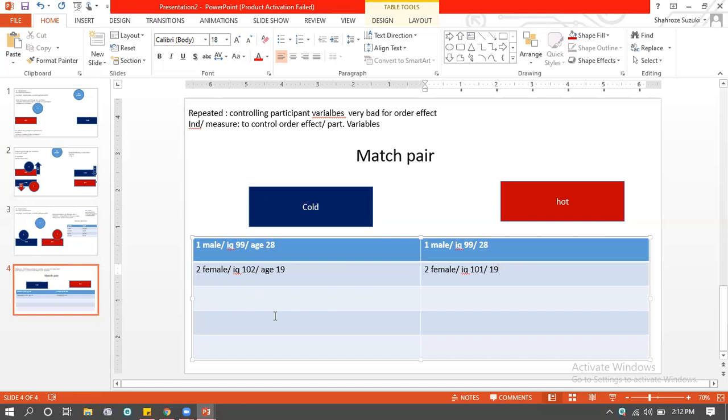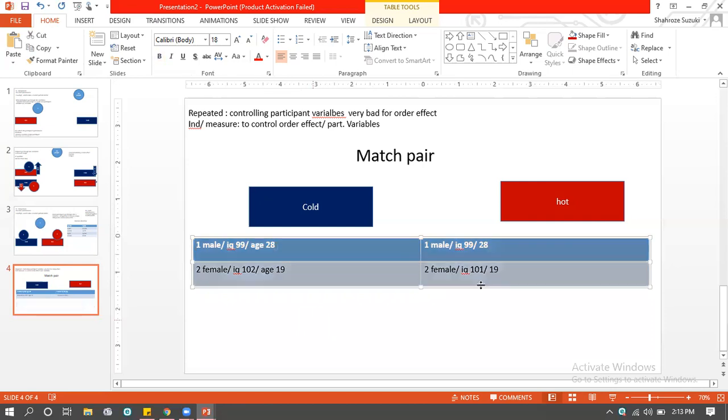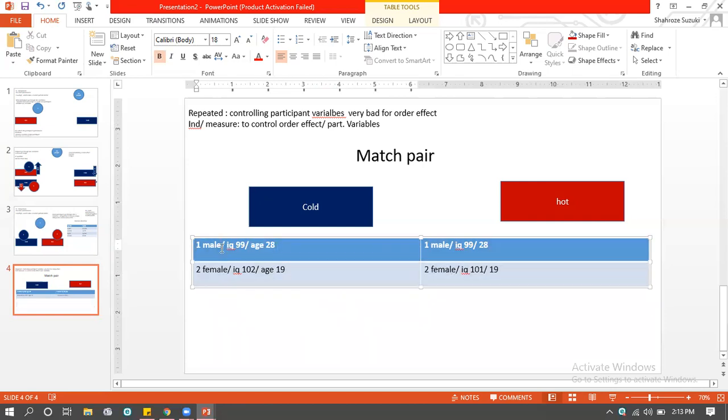To save time, I'm not gonna do it for the rest of the people. Let's just stick with these. We have 4 people now: 2 people in the cold condition, 2 people in the hot condition. Now, the question is, are these 2 groups equal in quantity? Yes, 2 people here and 2 people there.